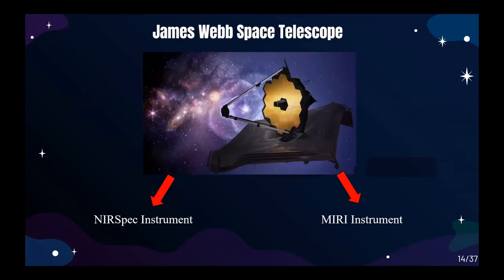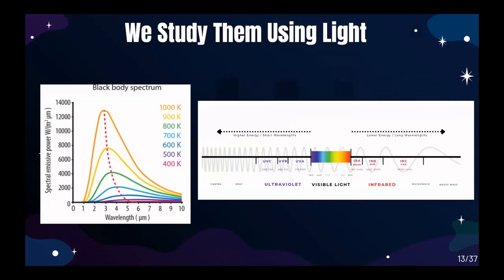I studied my brown dwarf using the James Webb Space Telescope. On the James Webb Space Telescope, there were two instruments, the NIRSpec instrument and the MIRI instrument. To understand this better, we study those brown dwarfs using light. The instruments collect the light and we're able to see their temperature and what they're made out of.